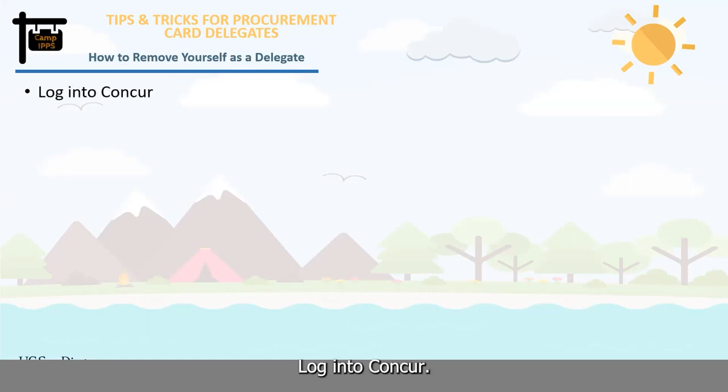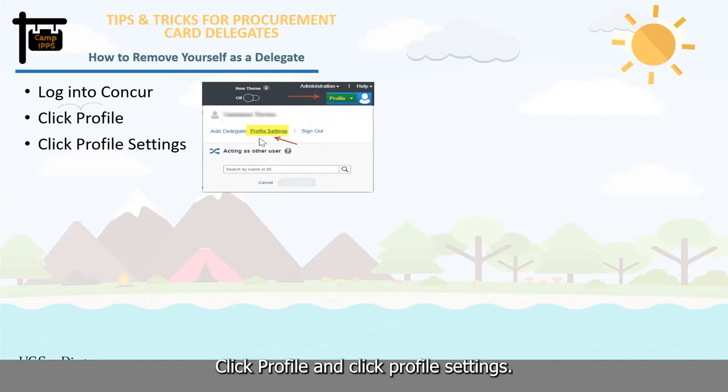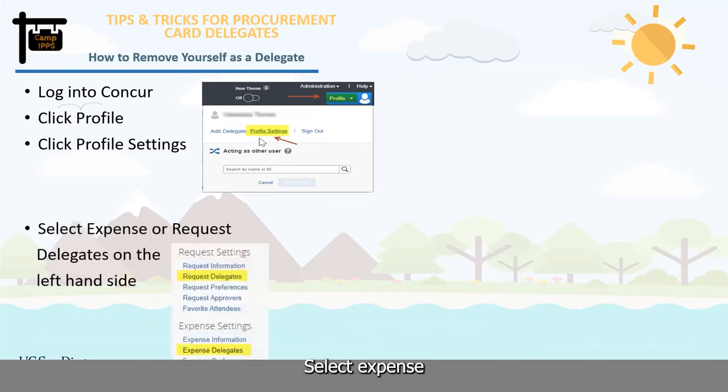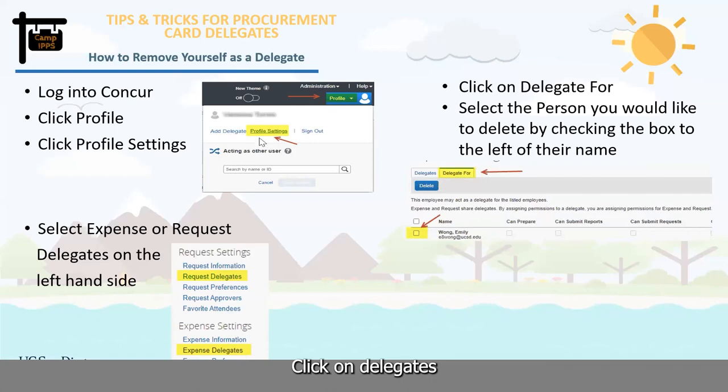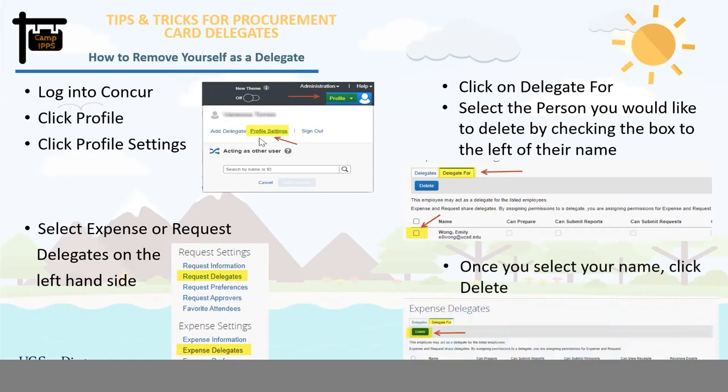Log into Concur, click Profile, and click Profile Settings. Select Expense or Request Delegates on the left-hand side. Click on Delegates for, then select the person you would like to delete by checking the box on the top left of their name. Once you select your name, click Delete. You have now removed yourself as a delegate.